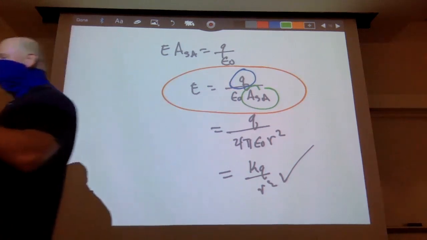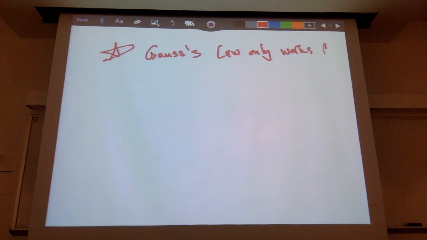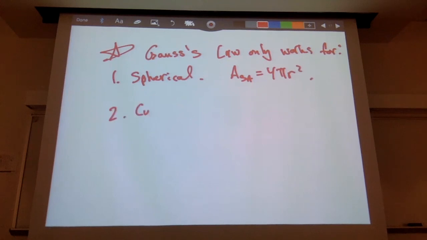Now, because I have to have symmetry, what this means is that Gauss's law only works for 3 scenarios. Scenario number 1, spherical symmetry. This thing has spherical symmetry. We draw a Gaussian sphere around it. In this case, the surface area is simply 4 pi r squared. That's it. Scenario number 2, it has to have cylindrical symmetry.